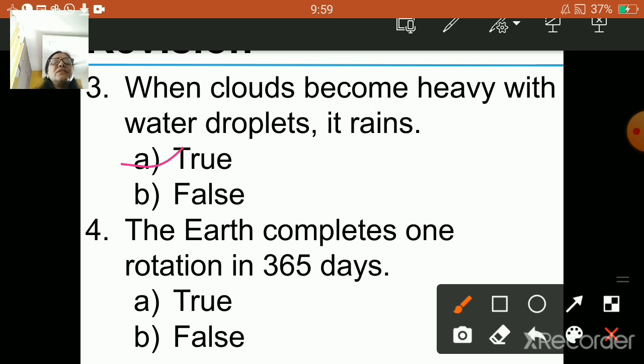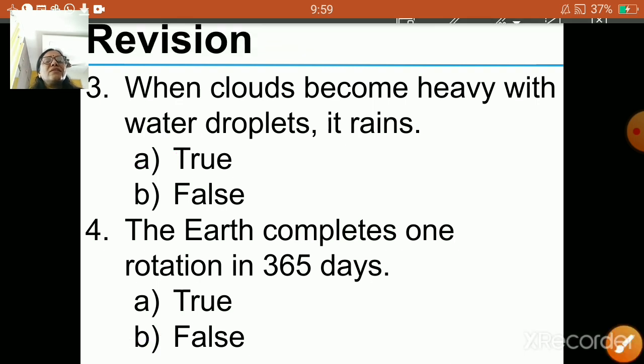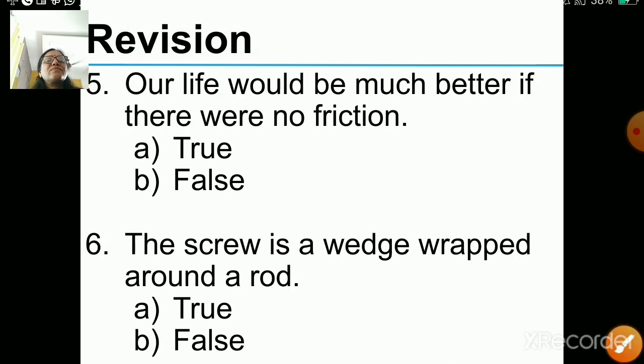Next one, the earth completes one rotation in 365 days. This is not true. This is false. Why? Because it takes 24 hours to complete one rotation and 365 days to complete one revolution. Right, children? Next one.